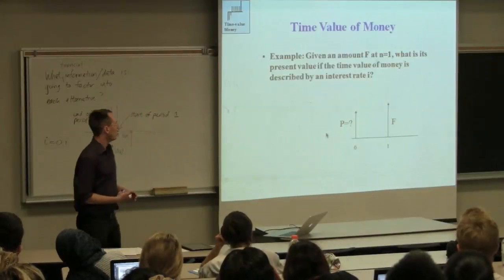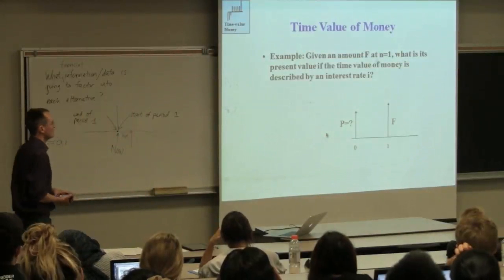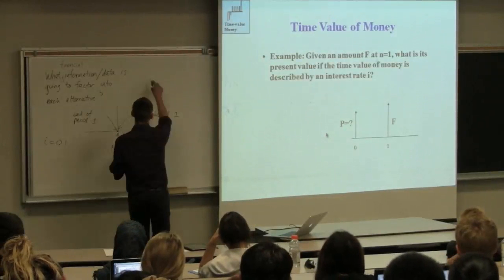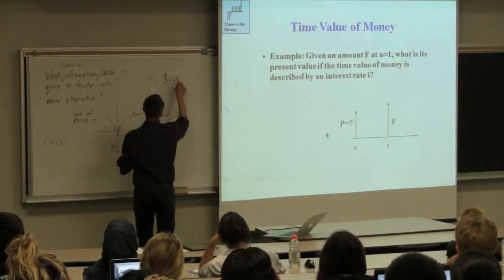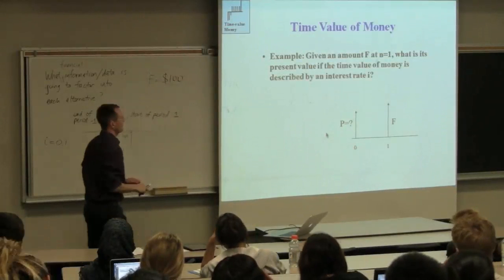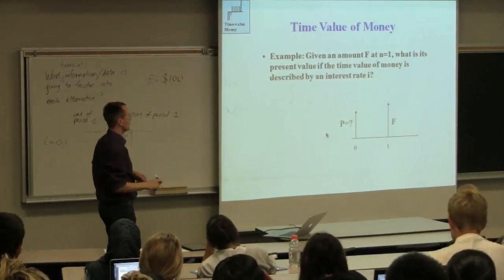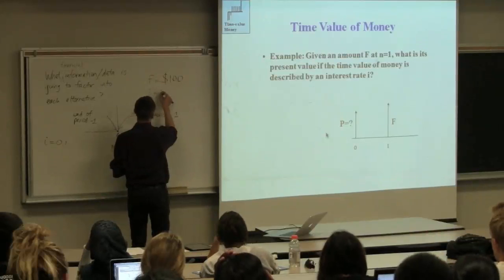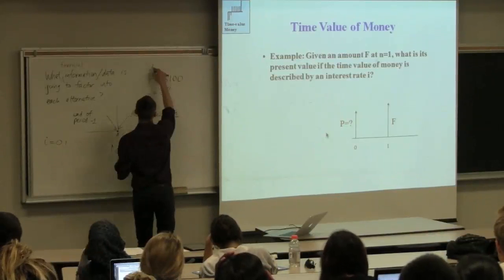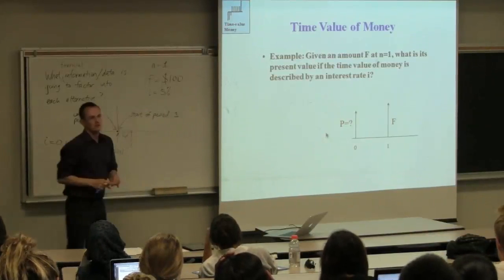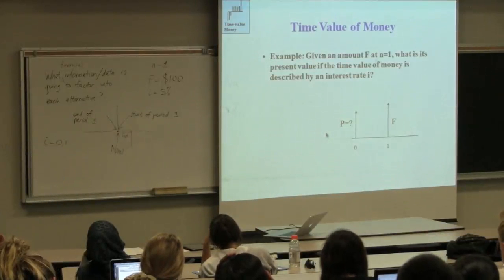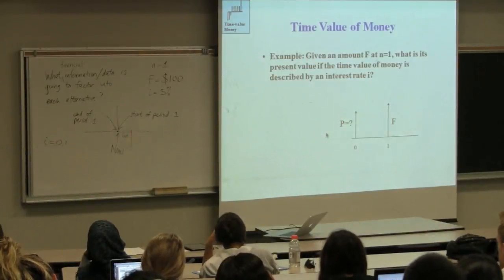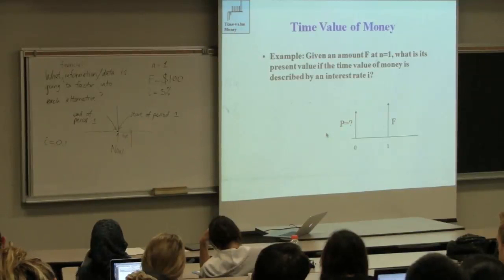Given a dollar amount F in the future, say $100, what is its present value right now at time zero if we've got an interest rate I, and let's use I of 5% and our period that we consider is 1. What would be the value right now of that future $100? Let's say someone's going to give me $100 a year from now. What is that money worth to me today?